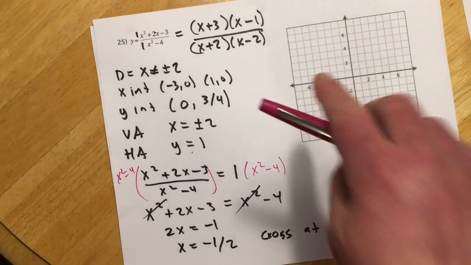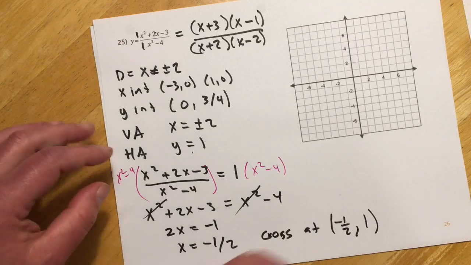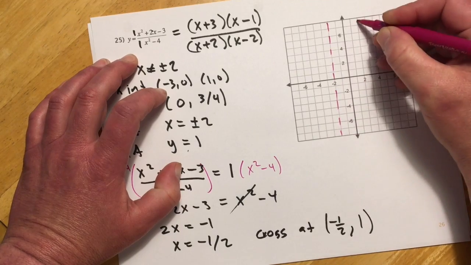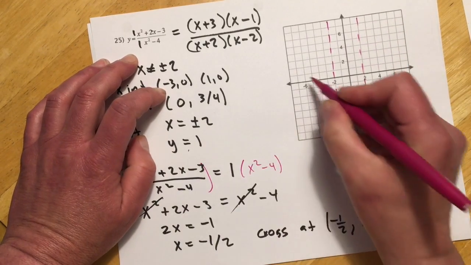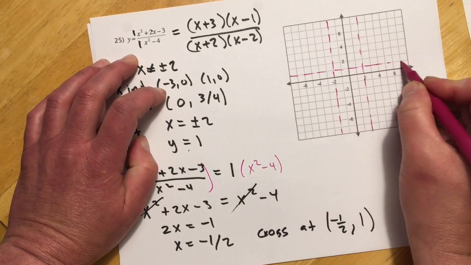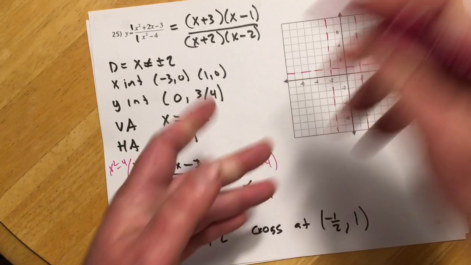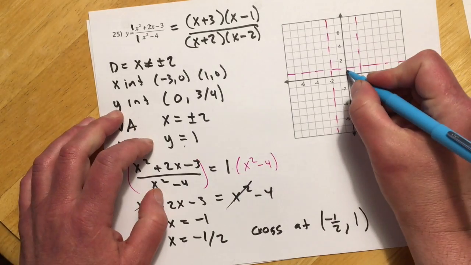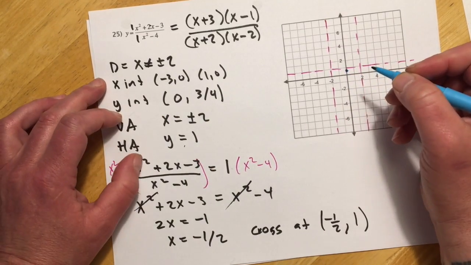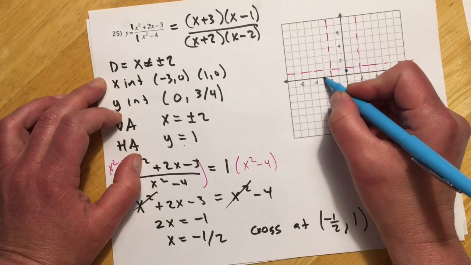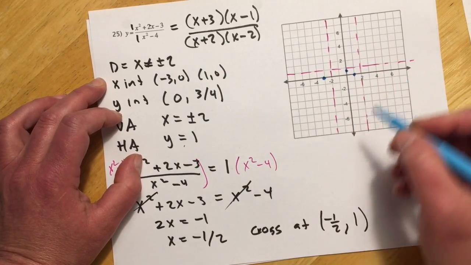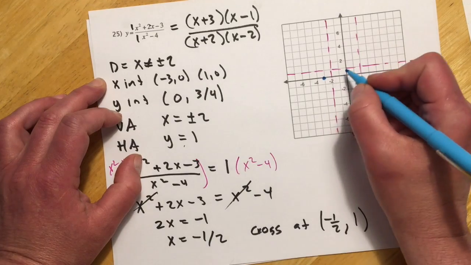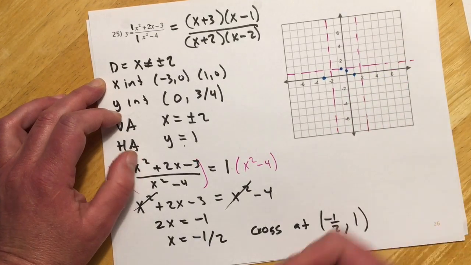So now we got all our stuff, and then we just have to draw it. So we got verticals on the 2's. Horizontal at 1. And then I'll get my intercepts graphed. So we got 3/4 for the y one, so that'd be just below there. We have -3 right here and 1 right there. And we know our asymptote is crossed at negative 1/2, 1. So negative 1/2, 1 would be right about there.